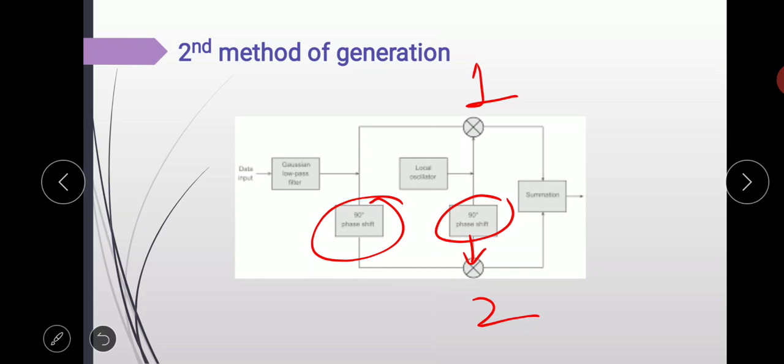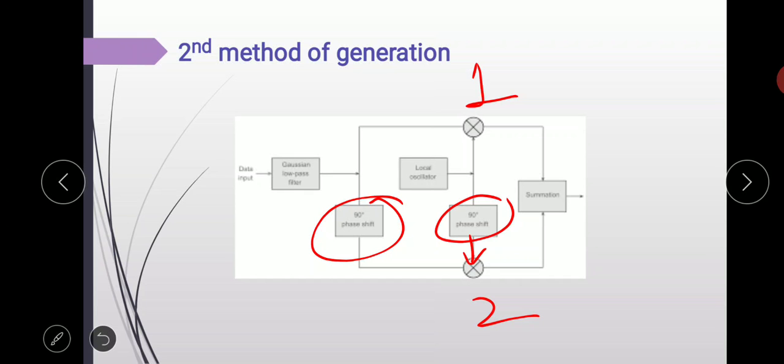So the quadrature modulator uses one signal that is said to be in phase and another that is in quadrature to this. In phase is given directly, and quadrature means 90-degree phase shifted. This type of modulator is called an IQ modulator. Here, I means in phase, Q means quadrature phase.